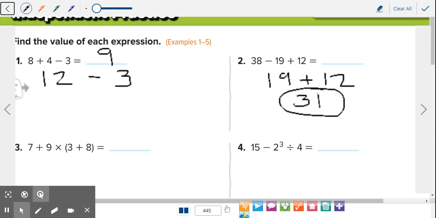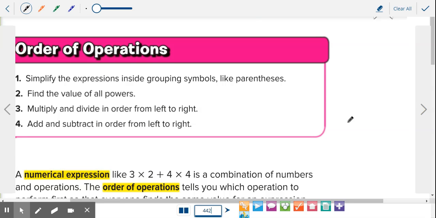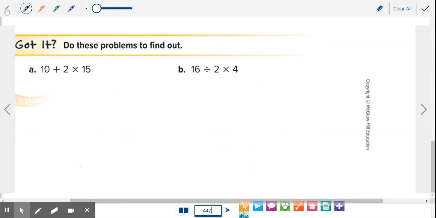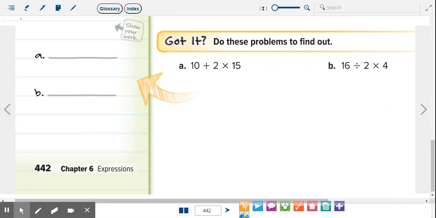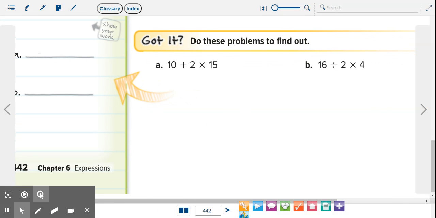All right, so let's go ahead and go back to page 442. I want you guys to do A and B. Work your way down order of operations if you have to. That poster will always be up there. You can always go back and look at that. Take your time. I'll give you a couple minutes.